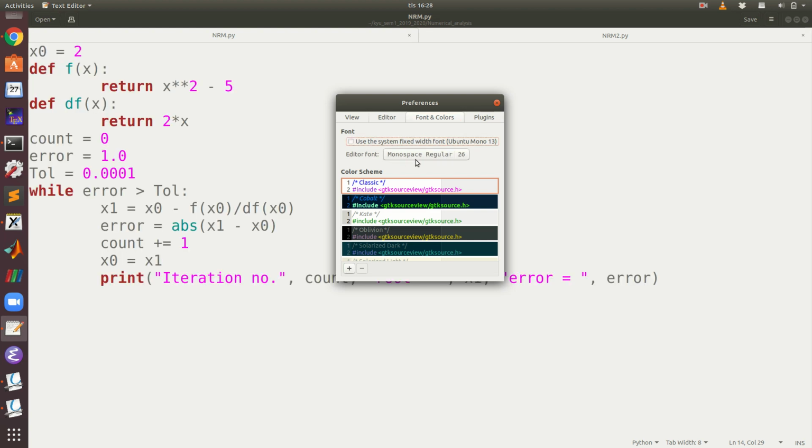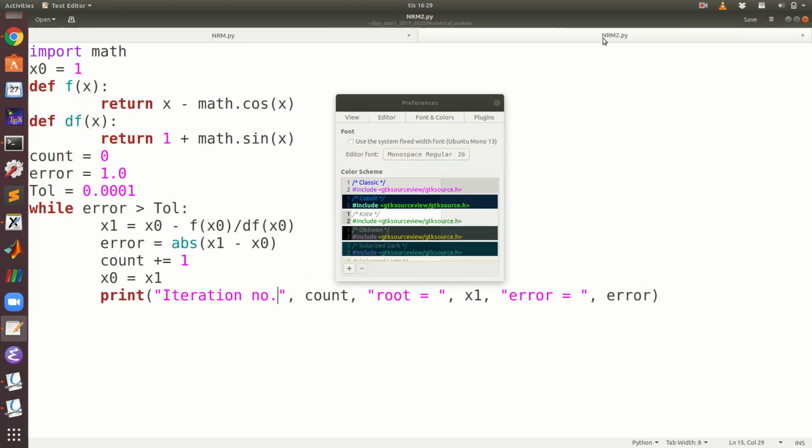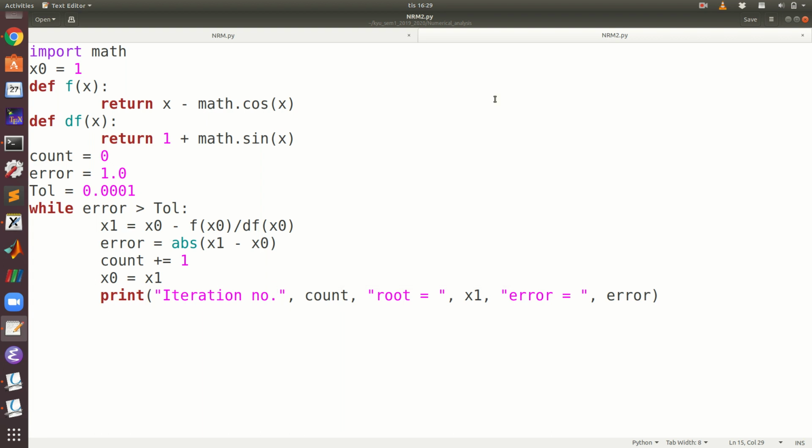I'm not sure if you are able to see it. Okay, I think that's okay.